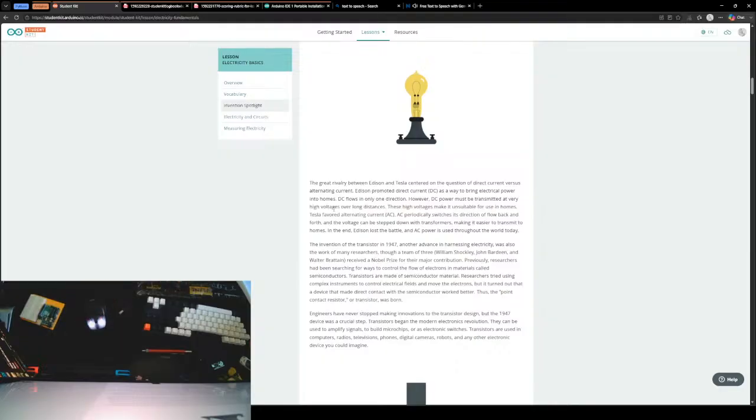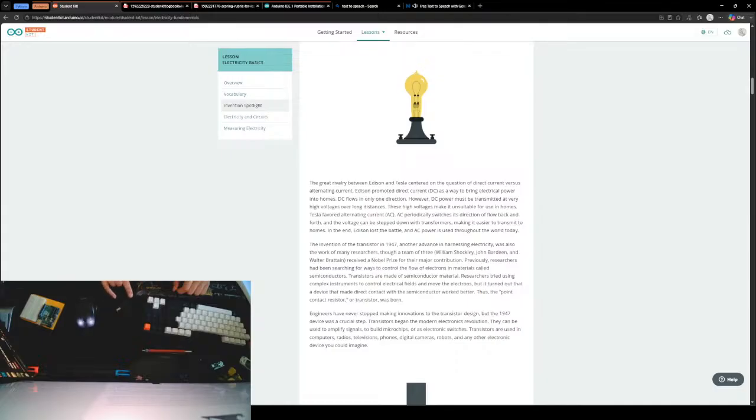Edison promoted direct current as a way to bring electrical power into homes. DC flows in only one direction. However, DC power must be transmitted at very high voltages over long distances. These high voltages make it unsuitable for use in homes. Tesla favored alternating current. AC periodically switches its direction of flow back and forth, and the voltage can be stepped down with transformers, making it easier to transmit to homes. In the end, Edison lost the battle, and AC power is used throughout the world today.